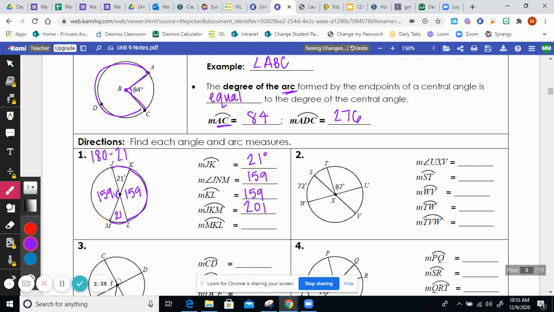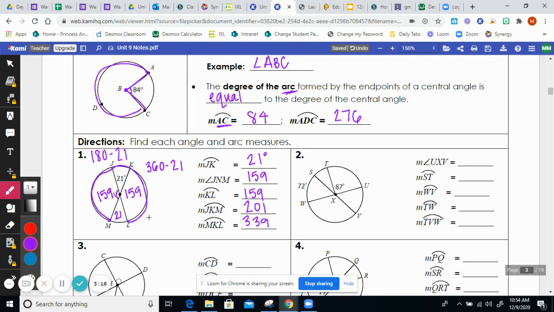And then the last one that we need to find on this one is the arc measure of MKL. So I'm going to go in that same order. So MKL. So I start at M, and I'm going to end up back at L. So what I could do is add 159, 21, and 159 because I'm going almost all the way around this entire circle. Or since I know that this little part is 21, I could just do 360 minus 21, and I can get my answer, which is going to be 339.